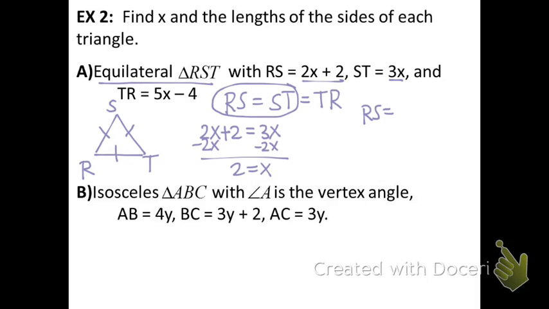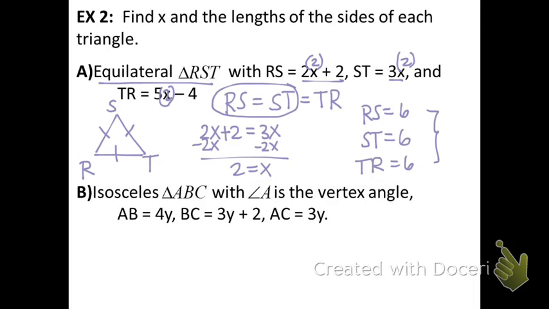Then we have to find the length of RS. To do this, we put the 2 in here for x. 2 times 2 is 4, plus 2 is 6. For ST, we replace the 2 where the x is. 3 times 2 is 6. And we do the same thing for TR. We replace that x with a 2. 5 times 2 is 10, minus 4 is 6. And all three of those should be the same length because it is equilateral.